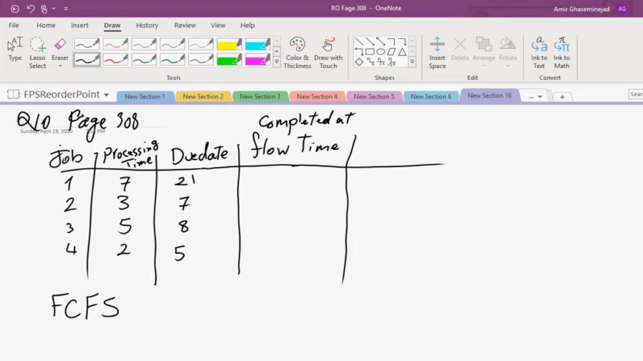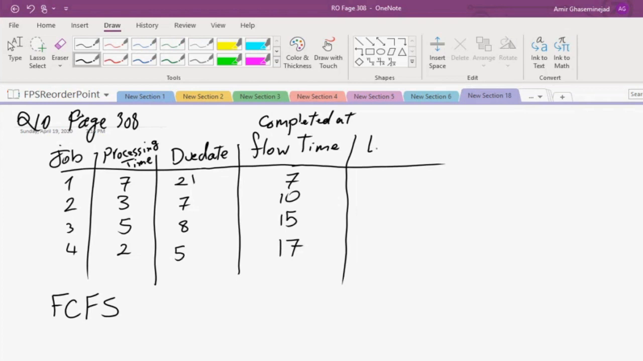The processing time of job 1 is 7, so it will finish at 7. And the flow time of job 2, it will finish at? You have to tell me. Oh, 7. No, it starts at 7. Notice that we are assuming that there is only one processor. 10, very good. Next one? 15 and then 17. For those of you who are interested in the mathematical meaning, it's basically the cumulative time. And then we compare it with the due date.